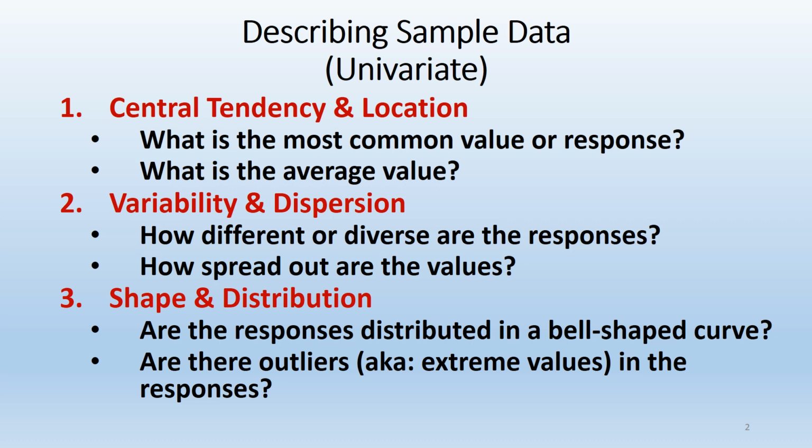And we'll talk about the importance of why we want to have measures of shape as well. So those are the 3 main categories that we think about when describing a single variable. Let's go ahead and launch into talking about central tendency and location.